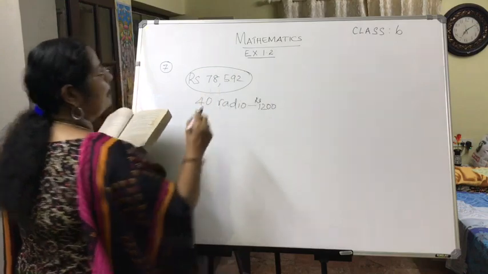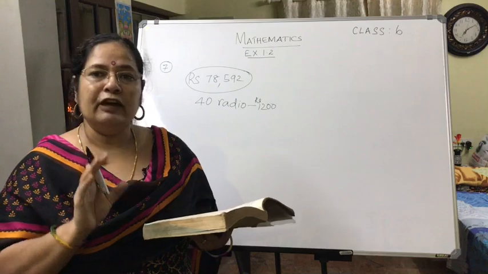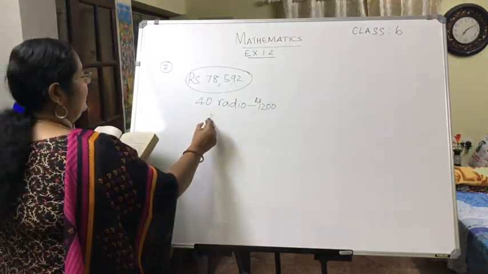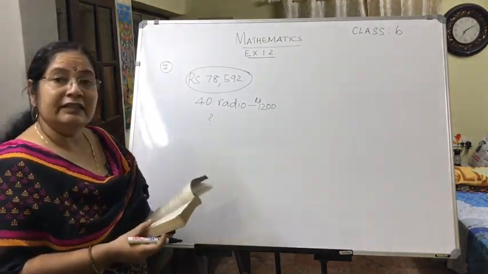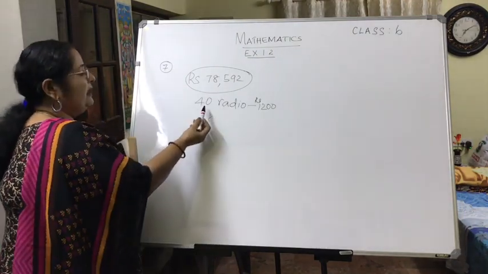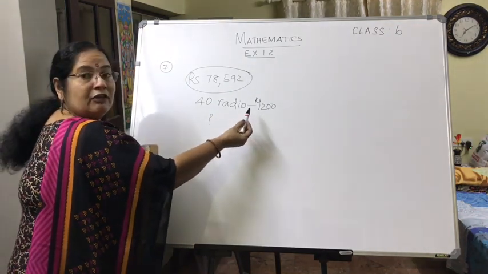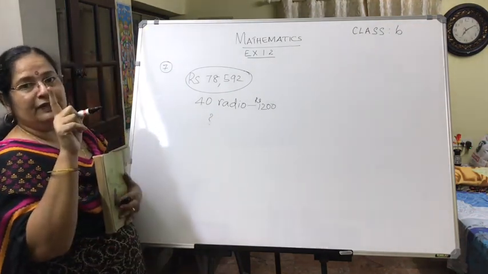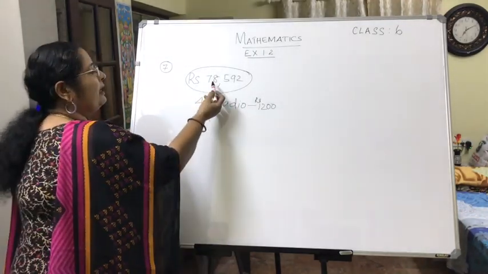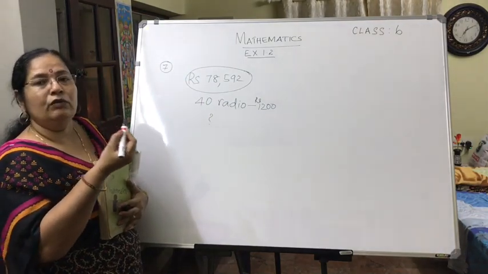Rupees 1,200 each. Each means each radio set will cost rupees 1,200. How much money will remain with her after the purchase? So she has got so much money with her. She has placed an order for buying 40 radios at what rate? At rupees 1,200 for one radio set. So after buying these 40 radio sets, how much money will be there with her? That is the question. Now how are you going to do it?